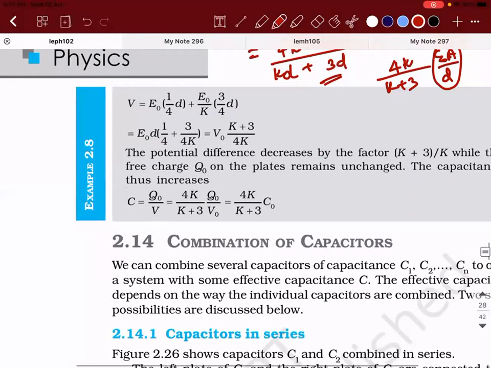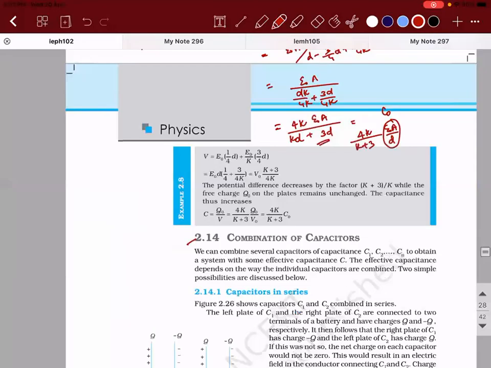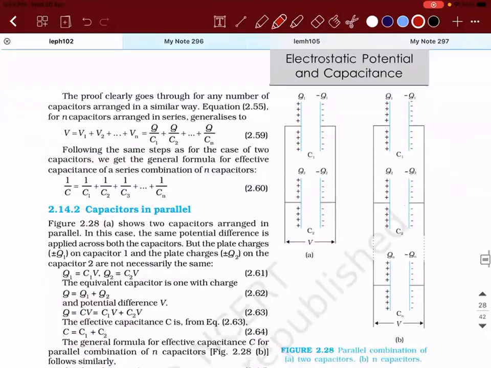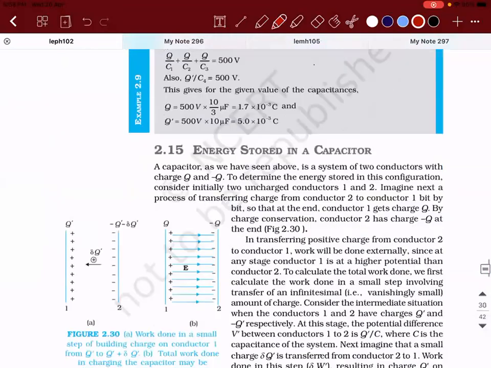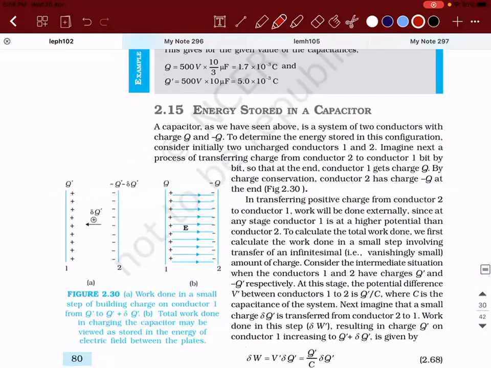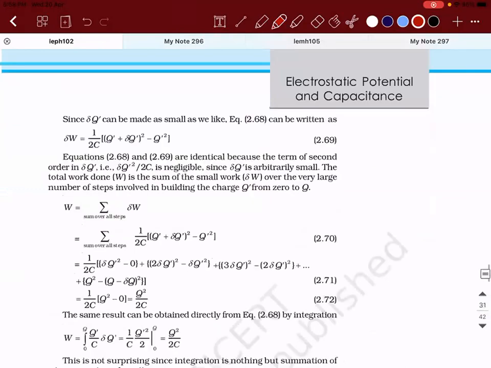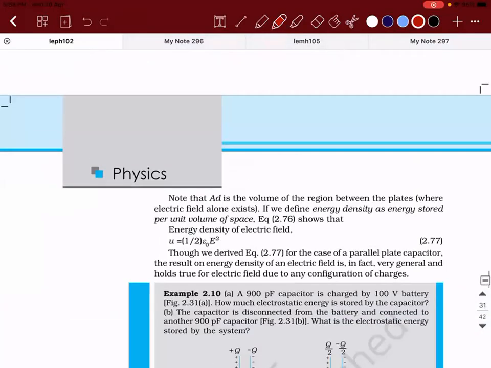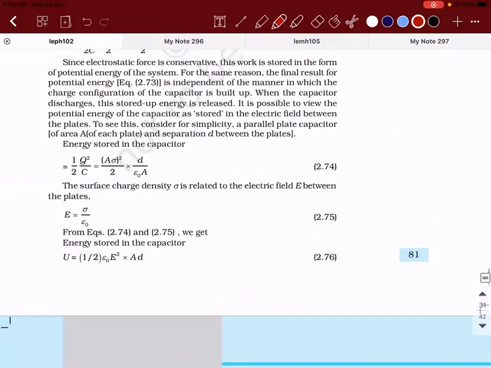So the next few concepts that are left out are combination of capacitors, that is capacitors in series and parallel. Then we have the energy stored in a capacitor. With that, we are done with this chapter. I'll be stopping with this for today. Next class will complete it. I'll try to work on this projector also.